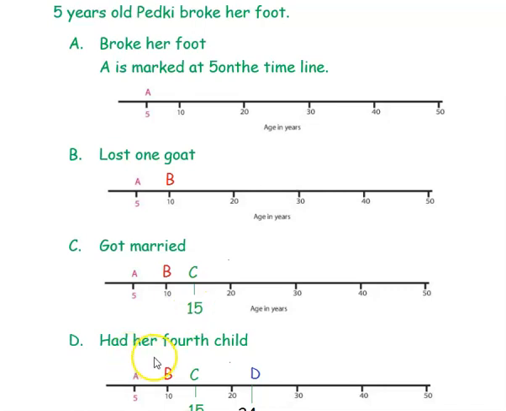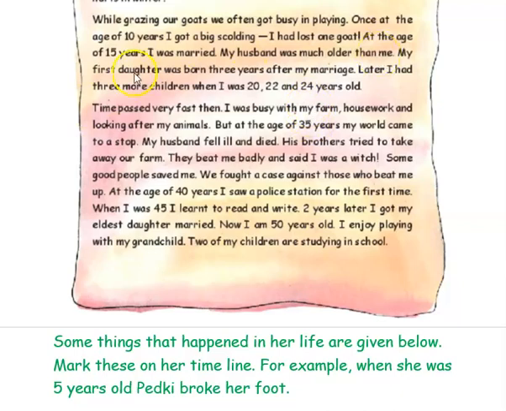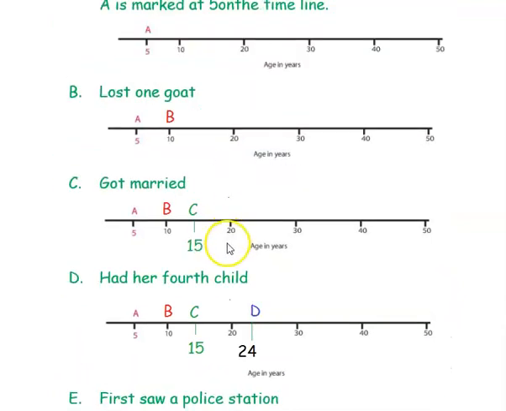Then next, had her 4th child. Now you have to read this. Okay. My first daughter was born 3 years after my marriage. Later I had 3 more children when I was 20, 22 and 24 years. So second daughter is 20, third is 22 and then fourth is 24. So when she was 24 years old, she had her 4th child. So 24 lies between 20 and 30. So you have to mark this near 20. You have to mark it as D.